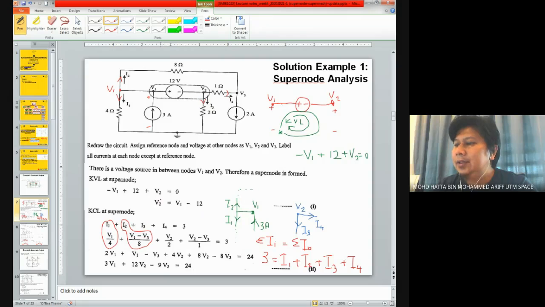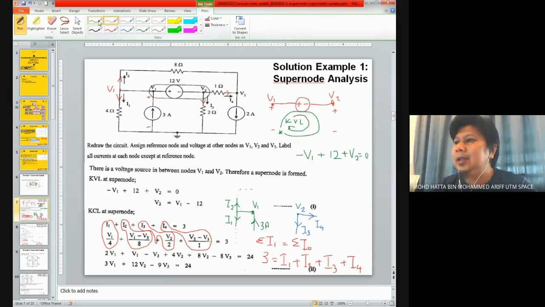And for I3, the current over here, it's V1 minus 0, or sorry, not V1, V2 minus 0 divided by 2, or you can also write it as V2 divided by 2 ohm. So we have I3 over here. And finally, for I4, it's V2 minus V3 divided by 1. So I4 is V2 minus V3 divided by 1.